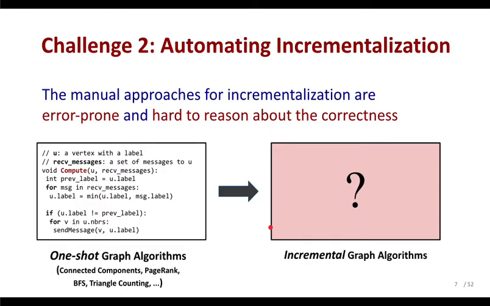The next challenge is to automate incrementalization of various graph algorithms. Commonly, users know only the one-shot algorithms, which assume the graph is static. Their incremental algorithms are not widely known and tend to be much more complex. That is, the manual approaches are error-prone and hard to reason about the correctness.